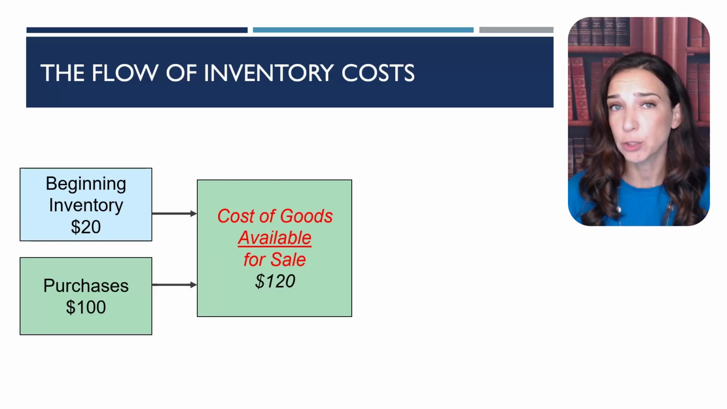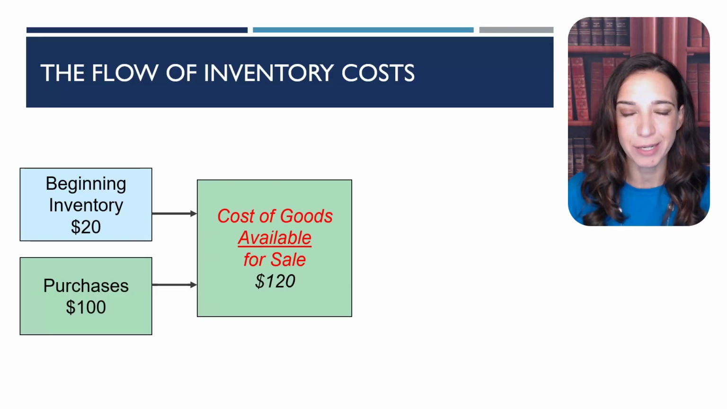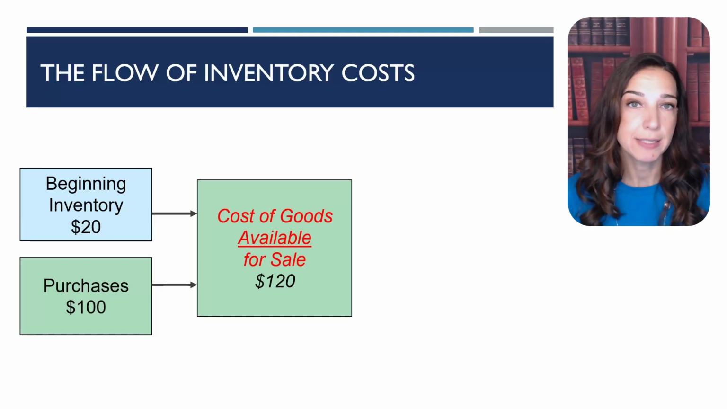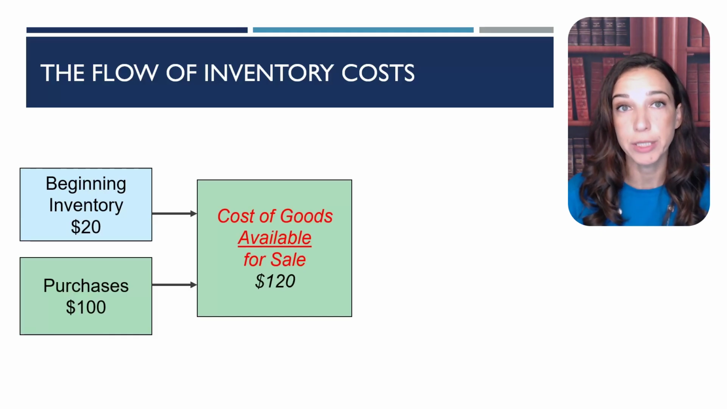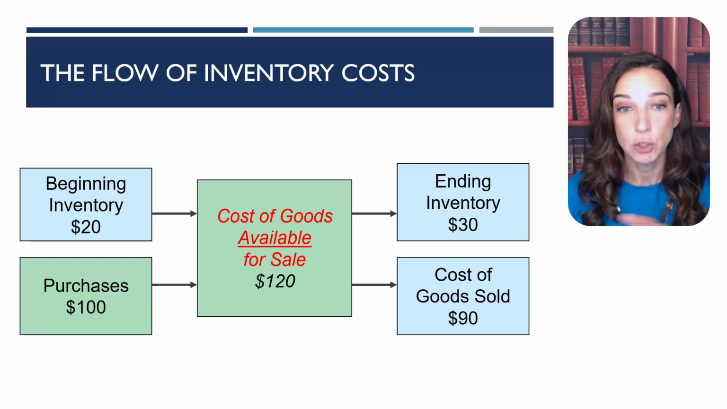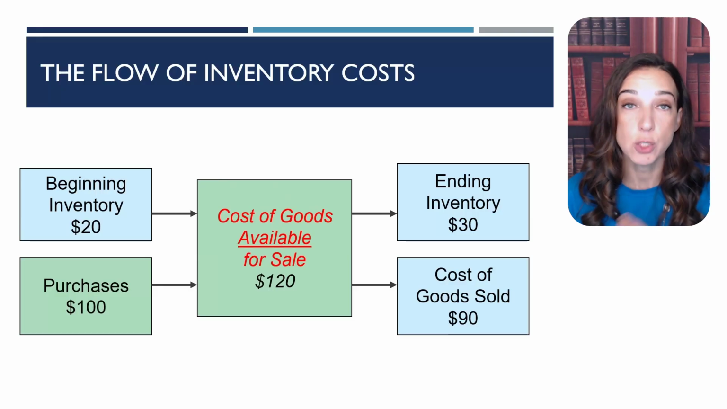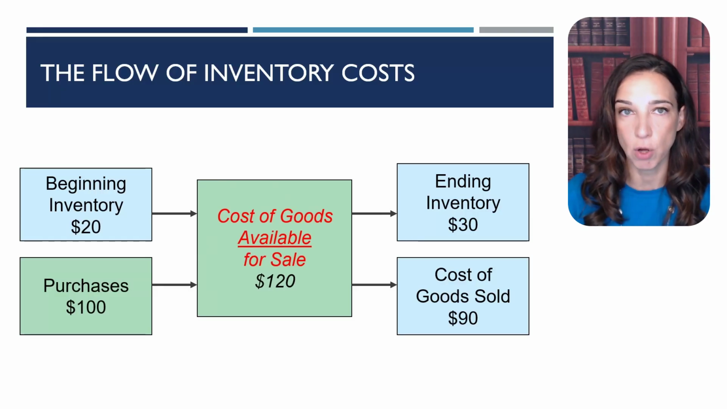Now, do you actually sell all of it during the period? For most firms, the answer is no. They will sell some portion of it, and some portion will remain and will carry over to the future period. So those cost of goods available for sale will be split at the end of the period. Some of it will remain on the balance sheet as ending inventory, and some of it will go to cost of goods sold. And mathematically, this is an immutable equation. Beginning inventory plus purchases has to equal ending inventory plus cost of goods sold.